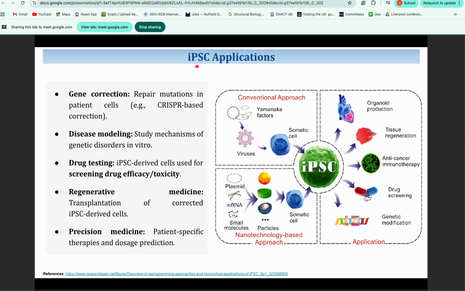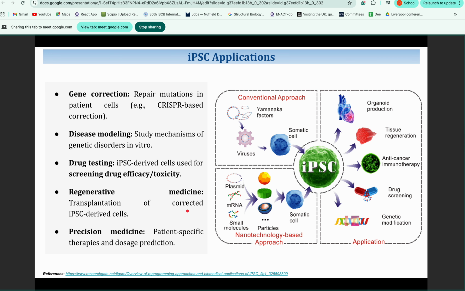Now let's see the applications of these induced pluripotent stem cells. The first application is gene correction, so we can repair the mutations in the patient cells using CRISPR-based correction. We can do disease modeling, in which we can study the mechanisms of genetic disorders in vitro. Drug testing: we can use iPSC-derived cells for screening drug efficacy and toxicity.